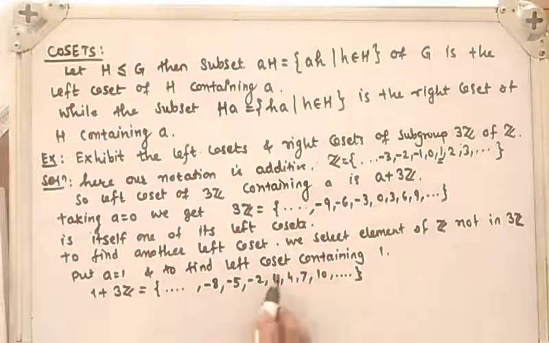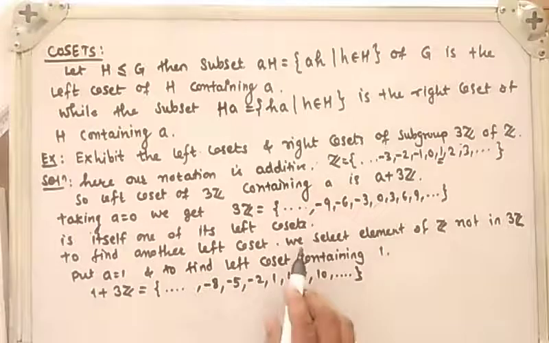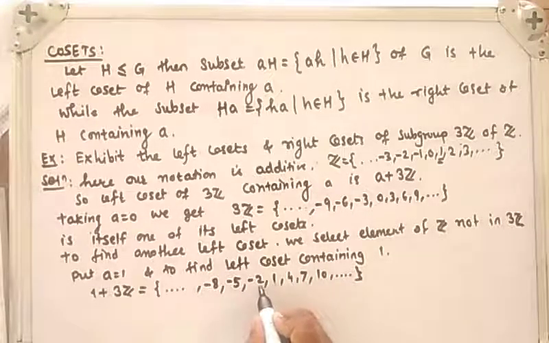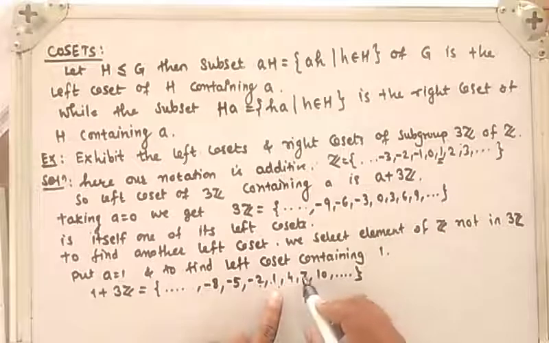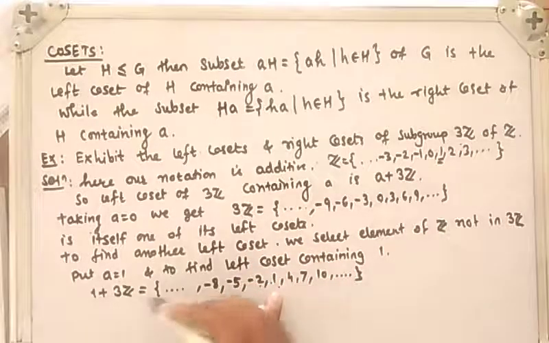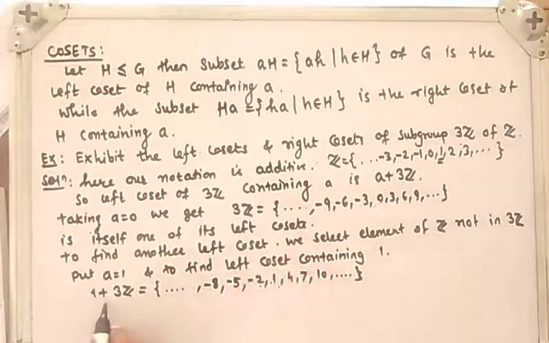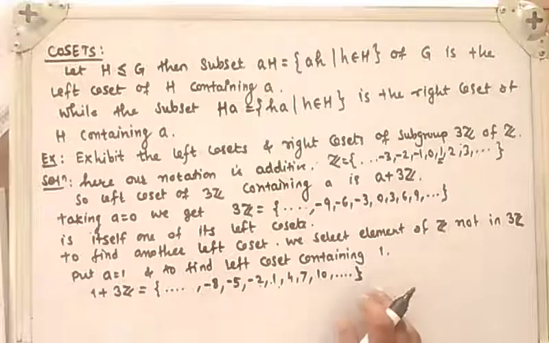So this does not exhaust Z, meaning what? If I take the union of these two, it is not equal to Z, because Z has the element 2, and here we have 1, 0, 1. So 2 is not there in both the partitions. Here in 3Z and 1 plus 3Z, there is no 2. So 2 is neither in 3Z nor in 1 plus 3Z, which means we have to find another coset containing 2.